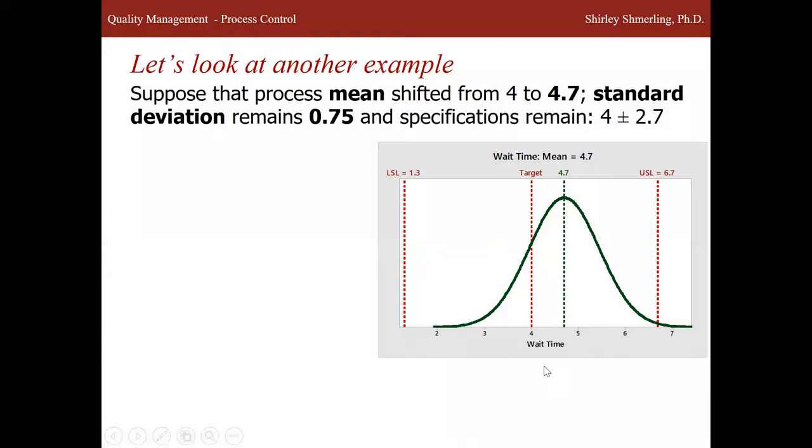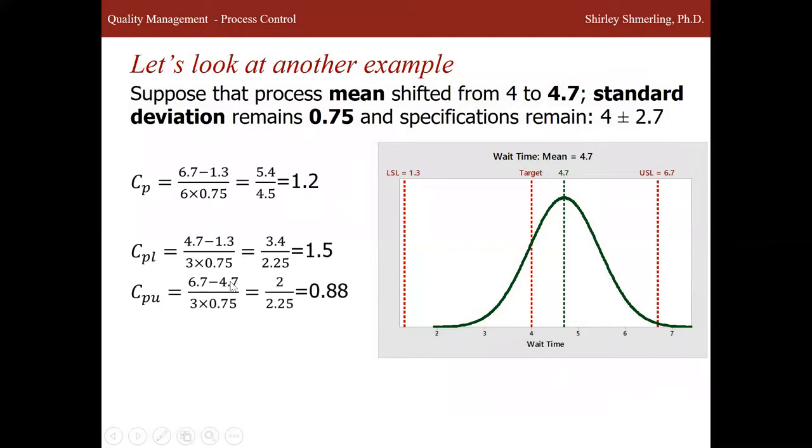Okay, now let's see that the mean shifted from 4 to 4.7. Again, we're going to do the calculations. The capability index is still 1.2 because the spread between the specification limits didn't change, and this capability index does not take into account the mean. And when we do the one-sided indices, now the mean comes into account.